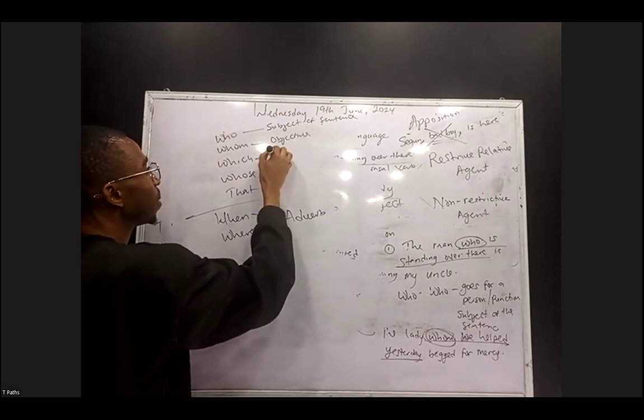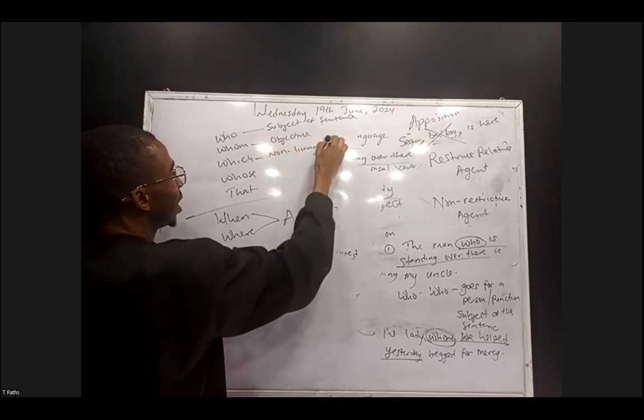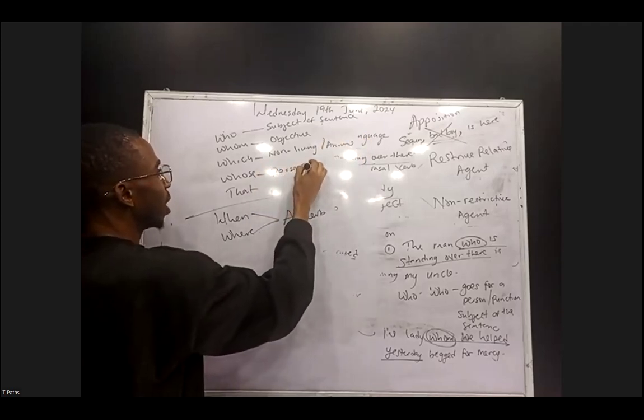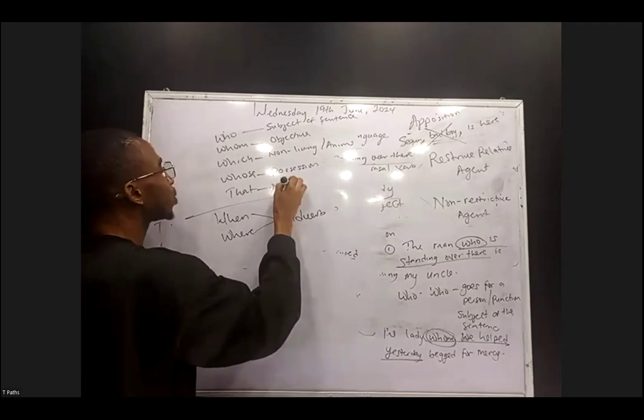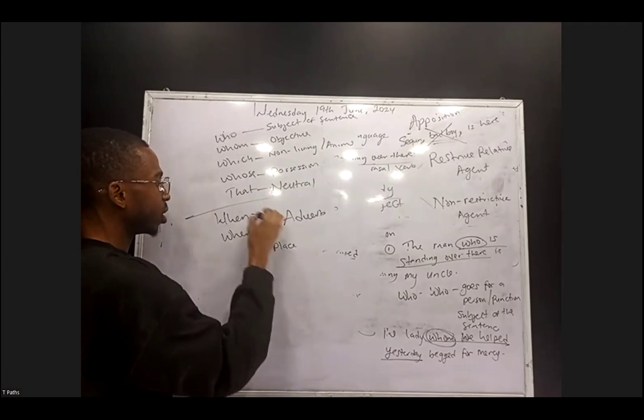Take notes. I'm giving a recap. This is non-living thing, an animal. This one talks about possession. And like I've said earlier, that is a neutral state of relative agent. This one goes with place, and this one goes with time.